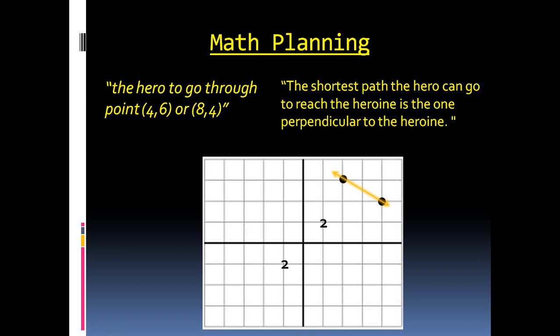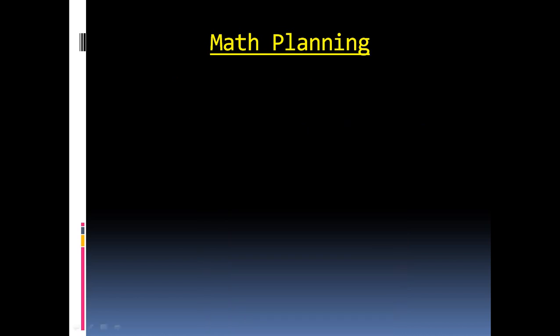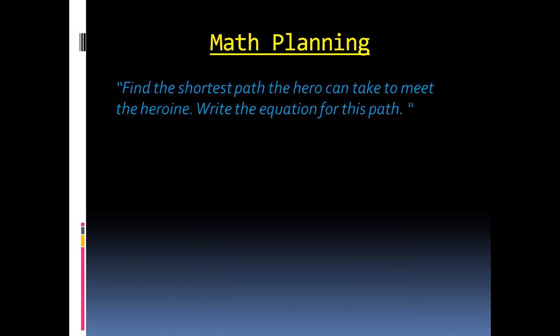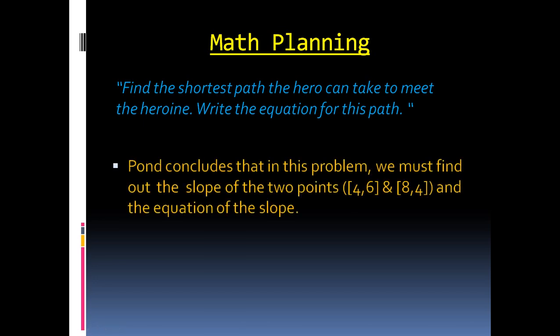And to reach the heroine is the one perpendicular to the heroine. Perpendicular. Well, then there should be another line in here. A blue line, which is 90 degrees apart from the orange line. So our last clue is going to be, we need to identify what type of question it is. So I conclude in this problem, we must find out the slope of the 2 points, 46 and 84, which I just graphed just now, and the equation of the slope, or path, in other words.